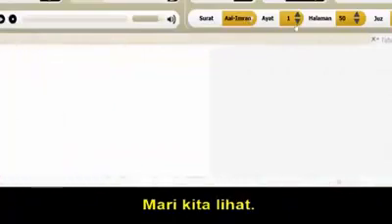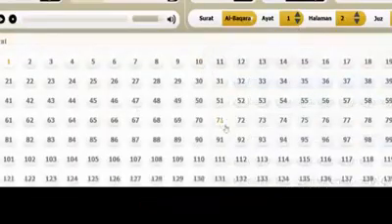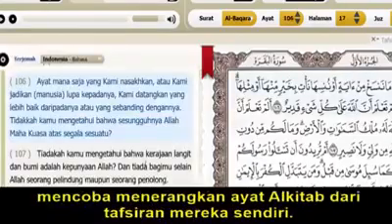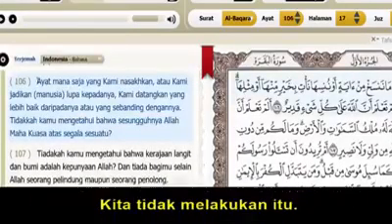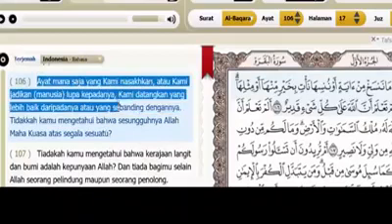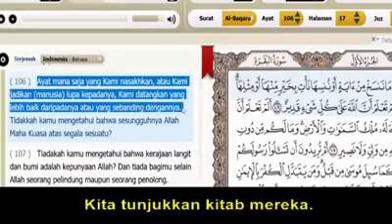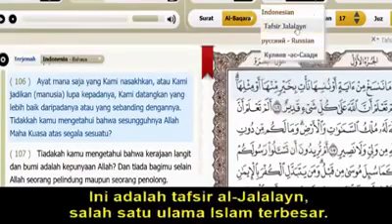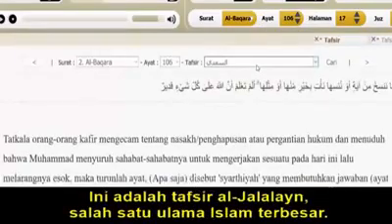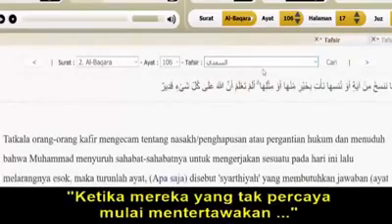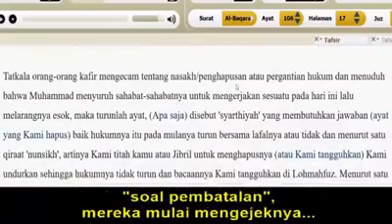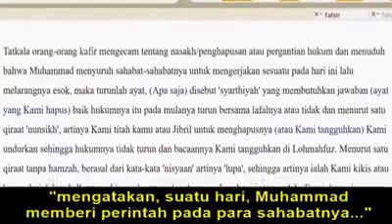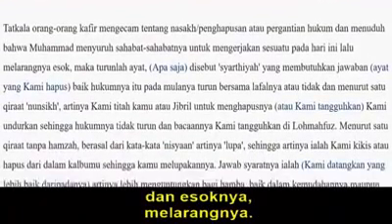Let us show you. You see, we don't do what the Muslims do, try to explain a verse in the Bible on their own. No, we don't do that. We show them their books. Read with me carefully. This is Tafsir al-Jalalain, one of the biggest scholars of Islam. When the disbelievers began to deride the matter of abrogation, they started making fun of him, saying, one day Muhammad enjoined his companions to do something, and the second day he forbade it.